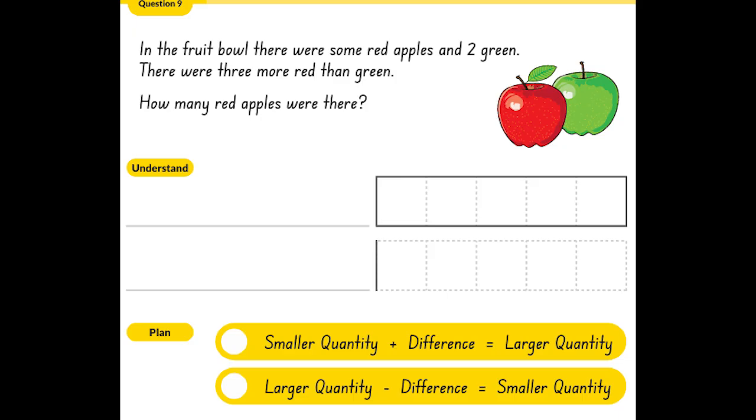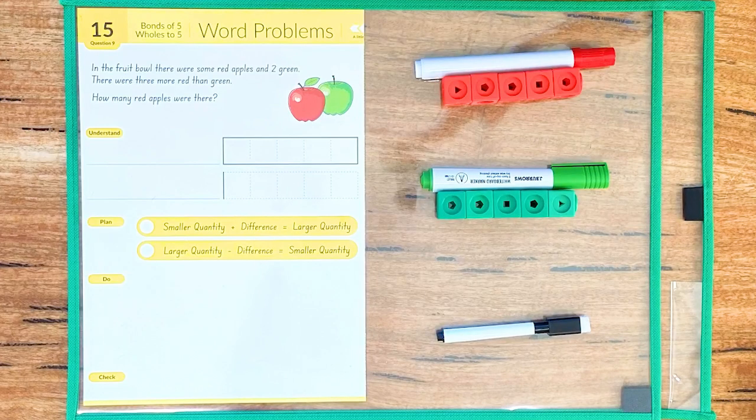Question 9. In the fruit bowl, there were some red apples and 2 green. There were 3 more red than green. How many red apples were there? This question is about apples.